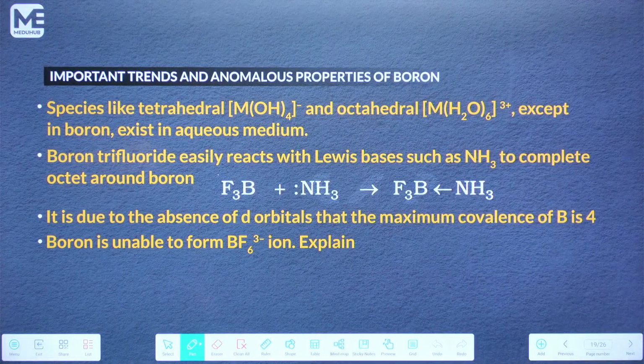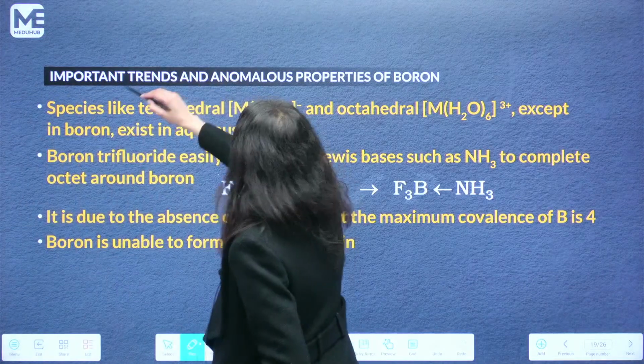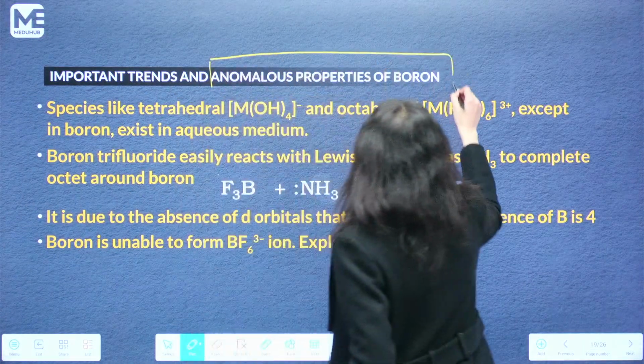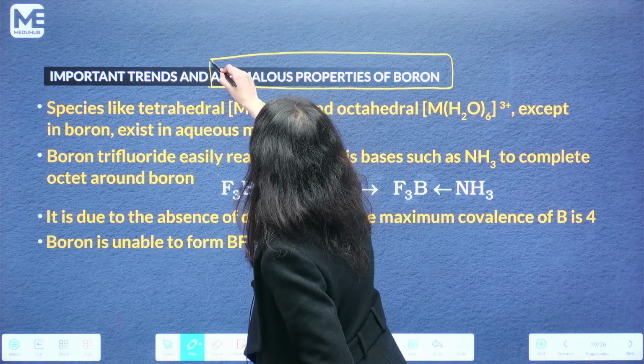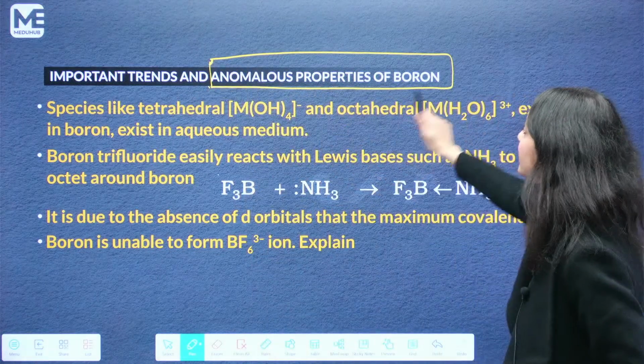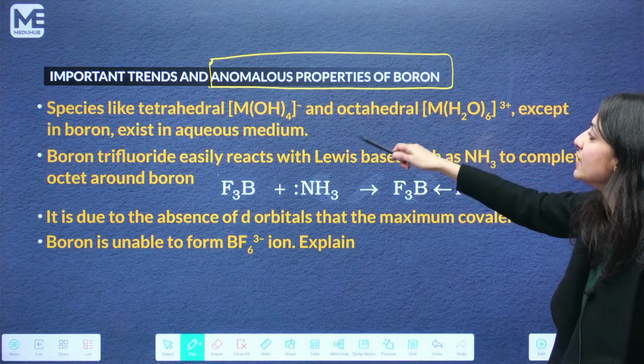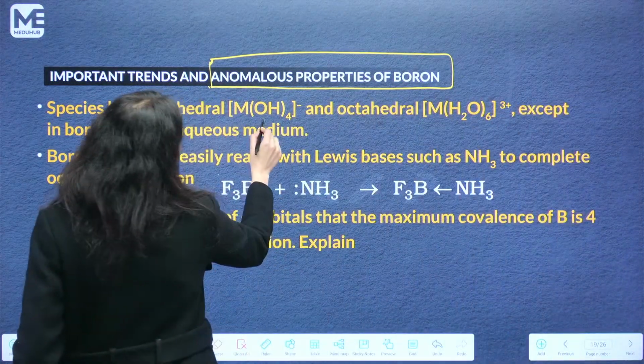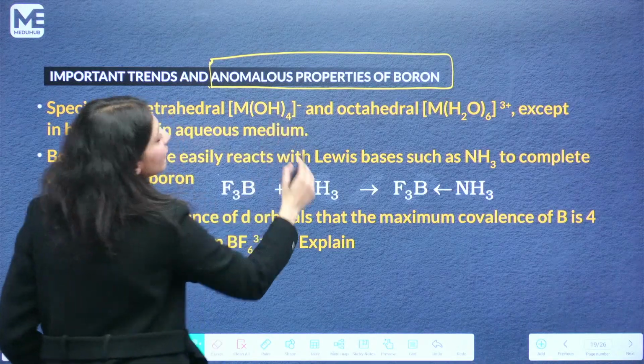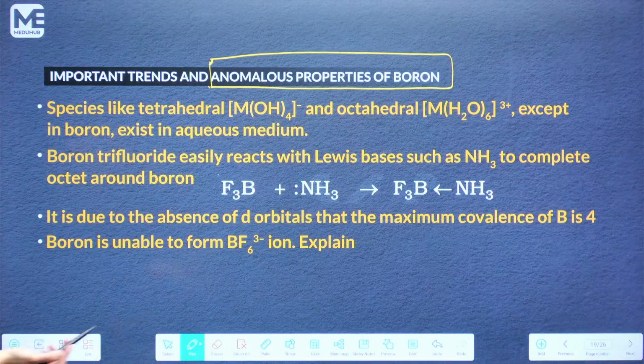Okay. This topic is a repetition of whatever we have done till now. It is given separately in your book, so we are just doing it. We've already talked about the anomalous behavior of boron. It cannot expand its covalency, so it only forms MO4 minus, whereas the rest can form an octahedral complex.